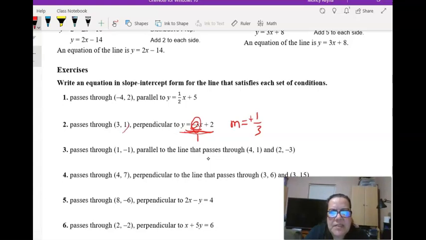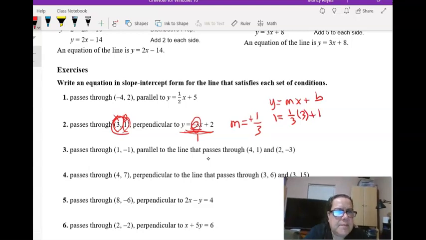And now it passes through this point, but I don't know the y-intercept. So let's find the y-intercept like we did before. So this is x and y. I'm going to use the same y equals mx plus b to find my b. So I know y is 1. 1 equals 1/3, that's the slope, times x is 3, plus b. Well, this is nice because 3 on top, 3 on bottom, they cancel, so 1 equals 1 plus b. And so if I move the 1 over, that's minus 1, so b is equal to 0.